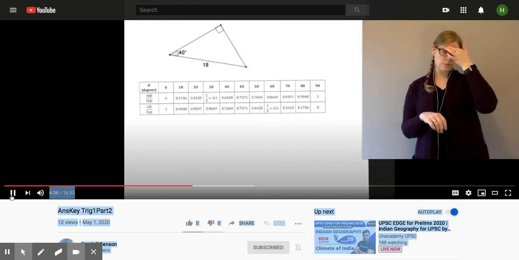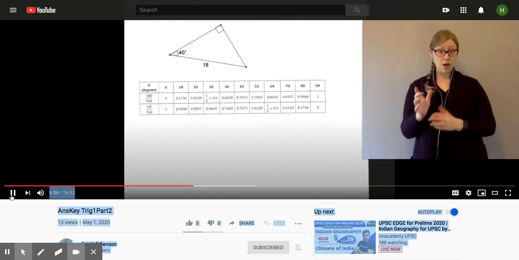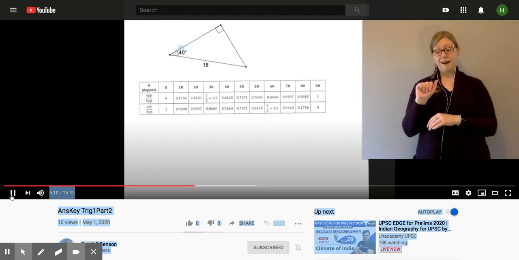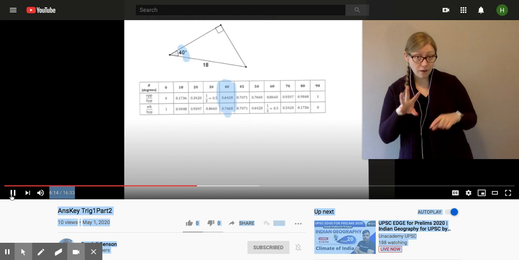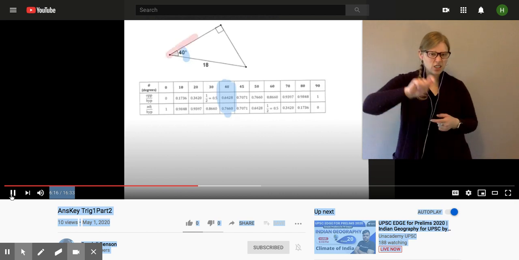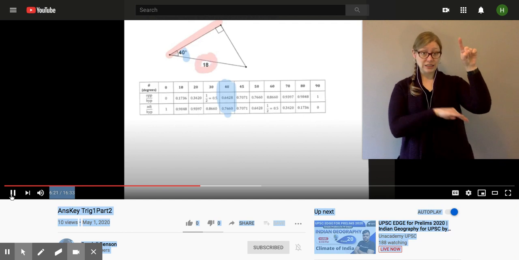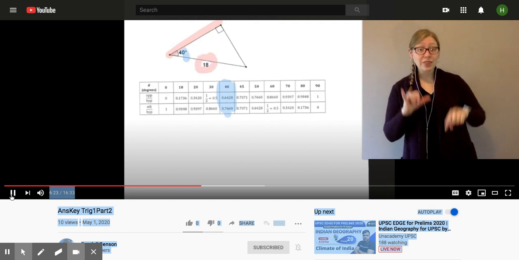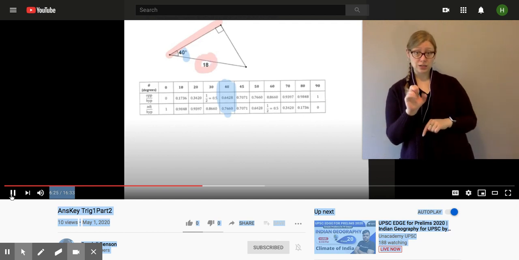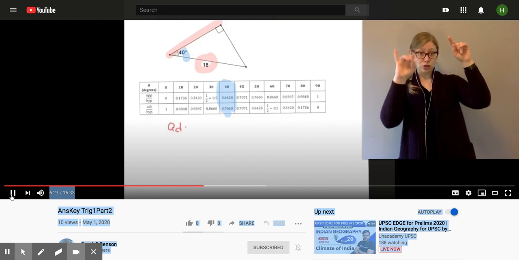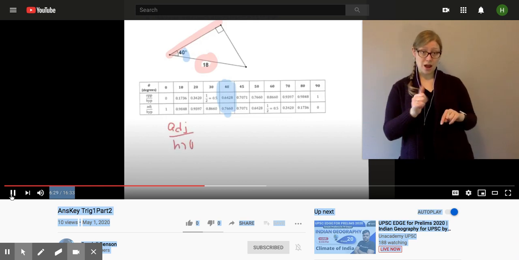So in problem 4, it asks for the length of the adjacent leg. So we're looking at a 40-degree angle, and the adjacent leg is this leg right here. This other side that we have marked as 18 is the hypotenuse. And so we're using the adjacent over hypotenuse. We can look that up.